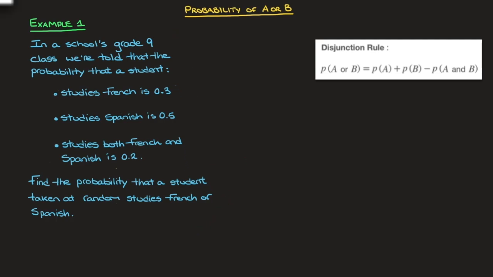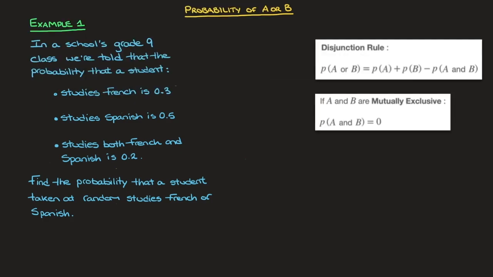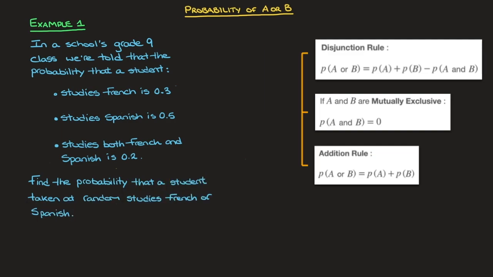Secondly, we're going to be learning about mutually exclusive events, also known as disjoint events. And we'll be seeing that when we're dealing with mutually exclusive events, the disjunction rule will turn into what I'll call the addition rule.